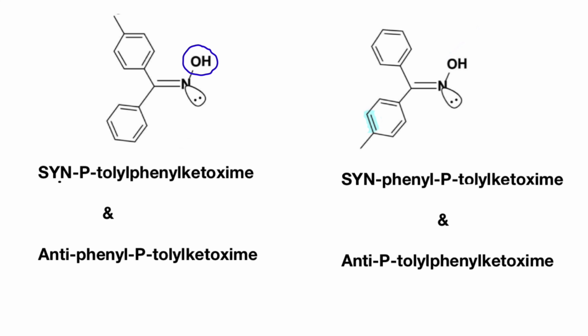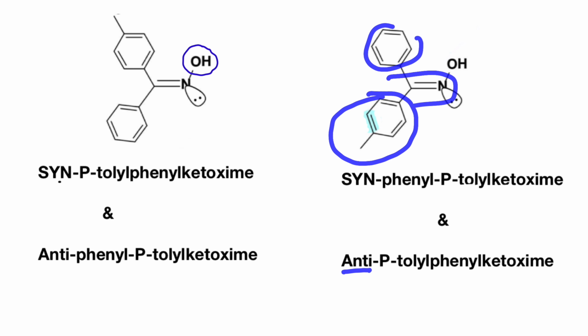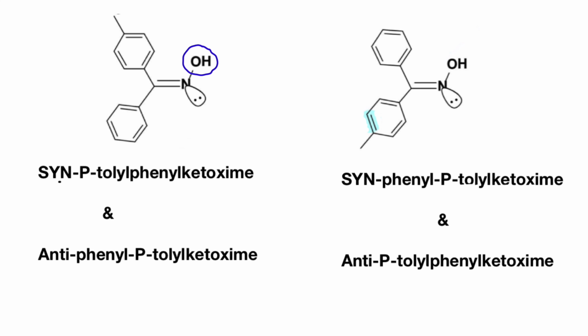In order to give the syn name, here is the OH group, and the phenyl group is on the same side. Hence, we are saying syn phenyl para-toluene ketoxime. In case you want to give the anti name, you have to mention the name of this particular group first. Therefore, anti para-toluene phenyl ketoxime. So this is about syn and anti nomenclature.